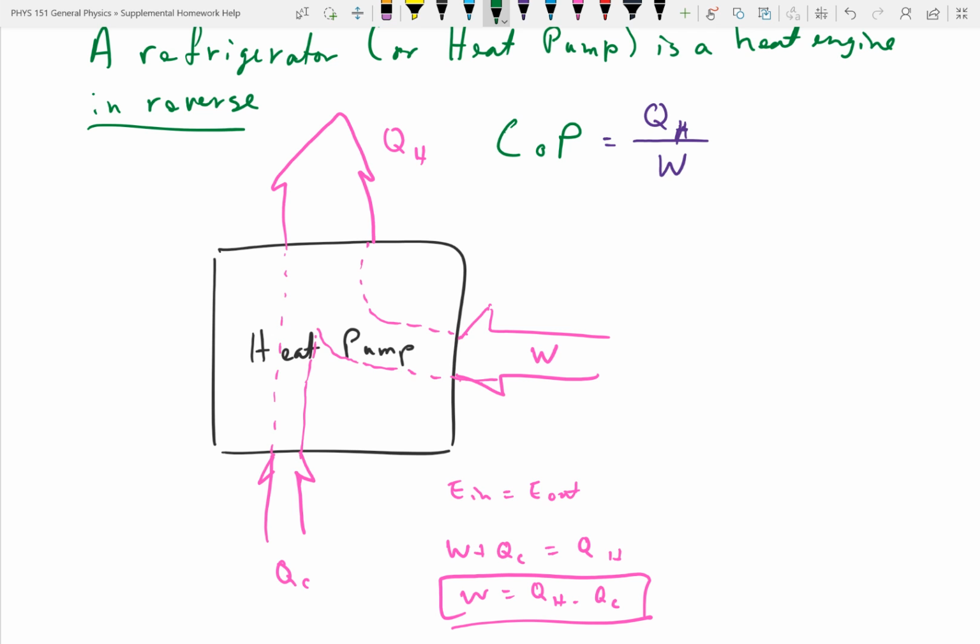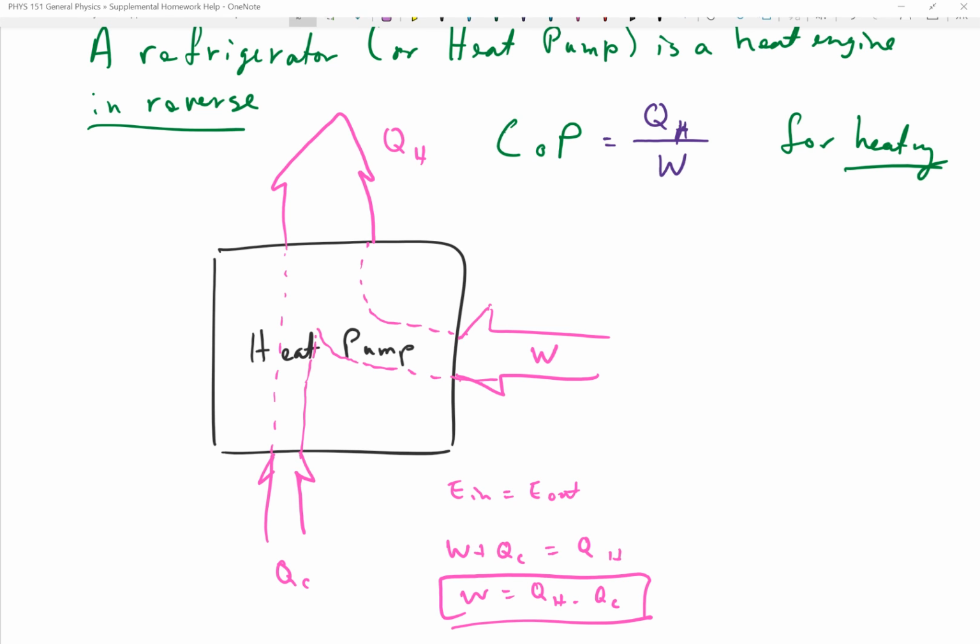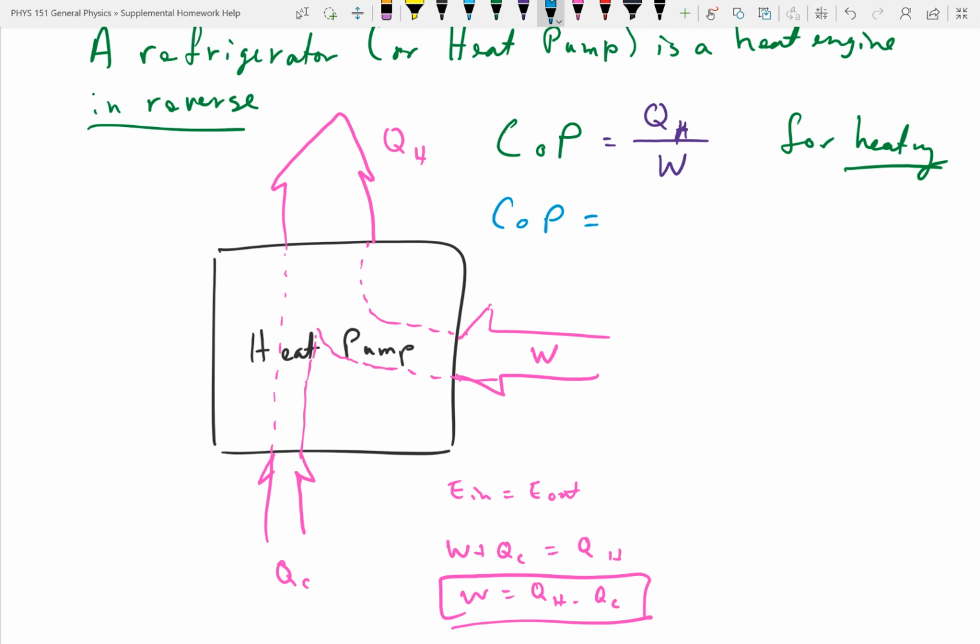So the coefficient of performance is going to be what we want out, the Q hot, divided by what we put in, the work, if we're heating. If we're cooling, it goes the other way. If we're cooling, what we want is the QC to be maximized. And so that's going to be QC over W is the coefficient of performance for cooling.